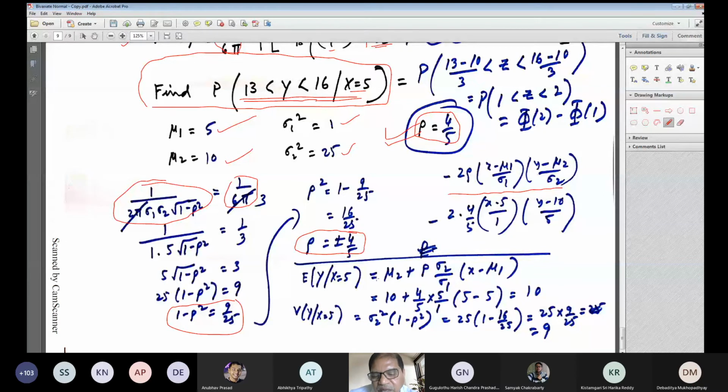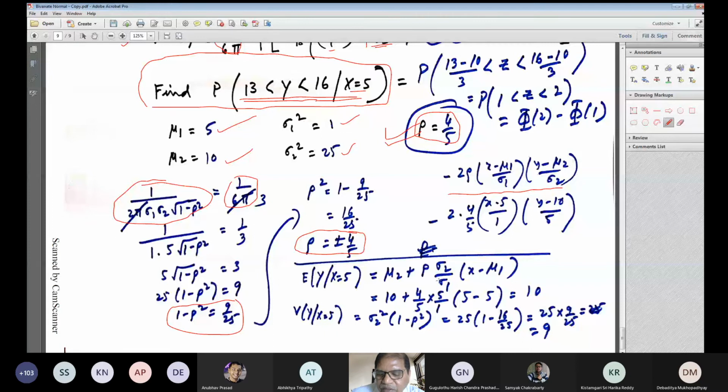Why am I writing this? See, unless you write many times, you won't be able to remember. Nowadays you are appearing in online examinations, and you have access to notes and books. But in other examinations conducted under invigilation, you have to remember this. To remember it, as I told you, there is a trick: y corresponds to sigma 2, x to sigma 1, so the ratio is sigma 2 by sigma 1, and rho will be multiplied.